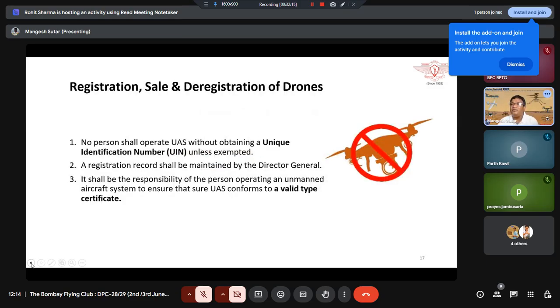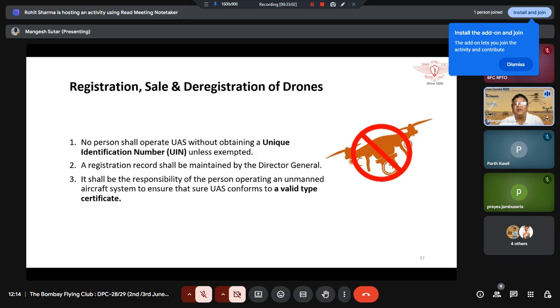Okay, so once you have your drone type certified, you need to make sure that your drone is also registered on the Digital Sky platform. So who can register the drones? No person shall operate an unmanned aircraft system without obtaining a unique identification number unless exempted. Okay, unless you are exempted from applying for a UIN. A registration record shall be maintained by the Director General. That means DGCA will maintain all the records of your drone. So you just have to make an application on the Digital Sky platform. Once they assign you the UIN, the data related to your drone will be maintained by the DGCA.